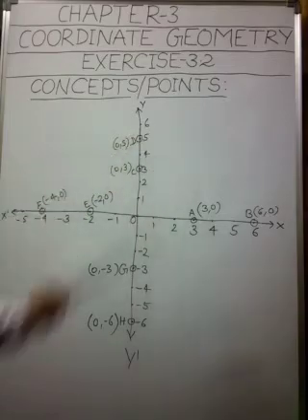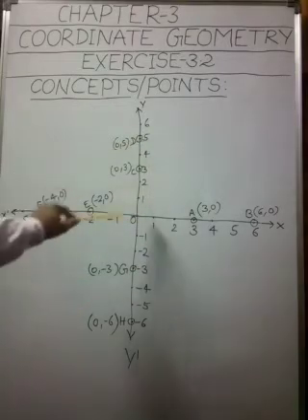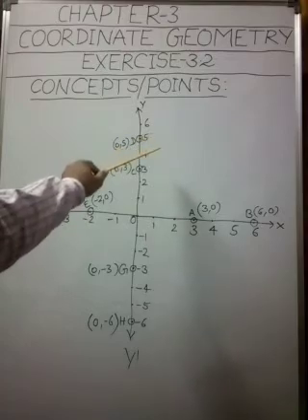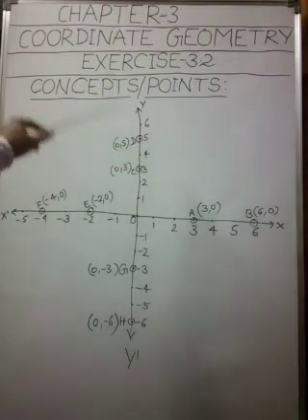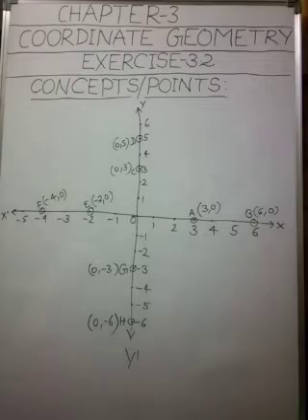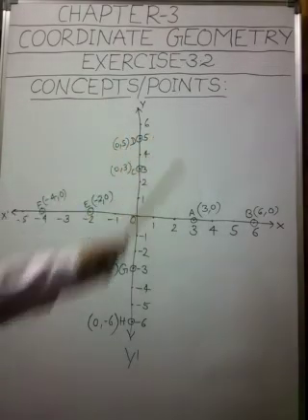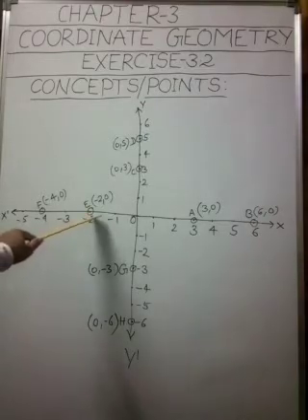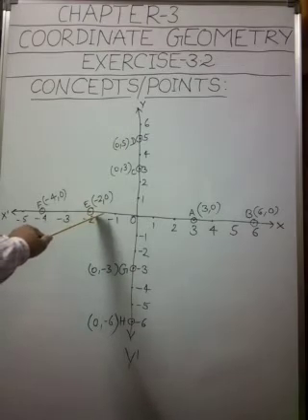Similarly, point D is at a distance of 5 units from the x-axis. So 5 is the y coordinate, and it is at a distance of 0 units from the y-axis. So its x coordinate is 0. Is it clear, my dear children? Any confusion? Right.